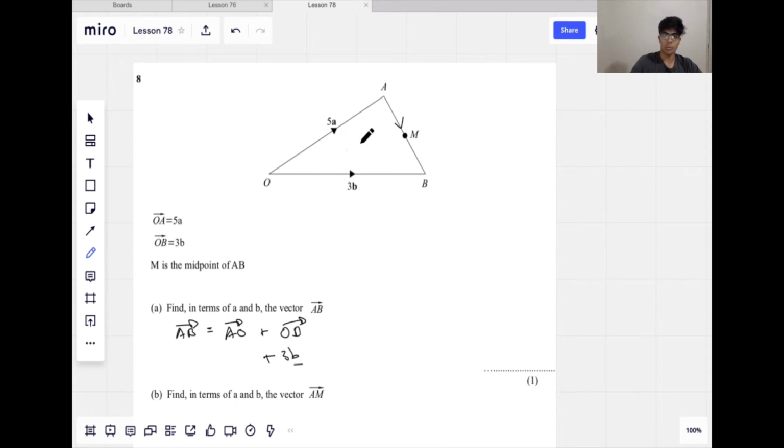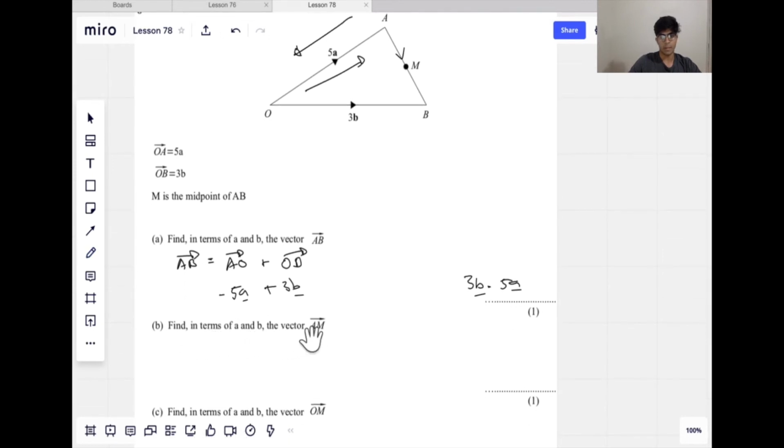Well, to go from A to O, you'd have to go in the opposite direction of going from O to A. So to go in this direction, that would be the opposite of going from here to here. So instead of going positive 5A, you just go negative 5A. Since we've reversed the direction, we just say minus 5A. So our answer is just 3B minus 5A. And don't forget these underlines.